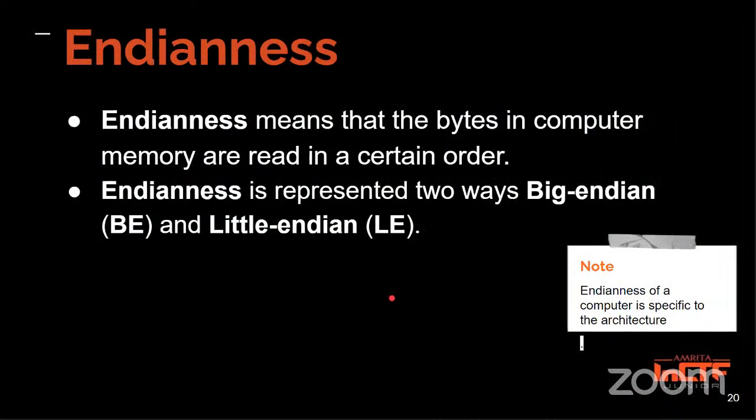So next up, we have a concept called endianness. What it basically means is that the bytes in the computer memory are read in a certain order. Before getting into the concept of endianness as such, why do we use endianness or this concept per se? This is basically how the bytes are read in a certain order.